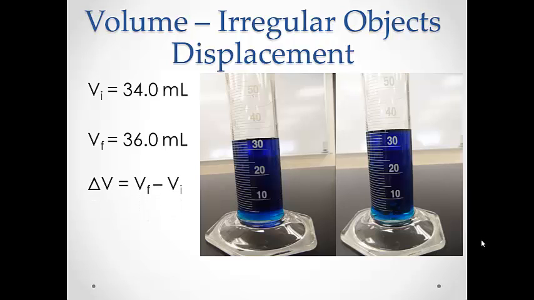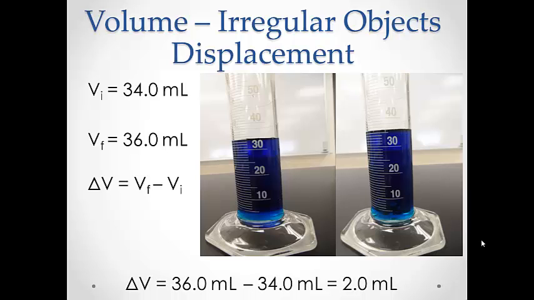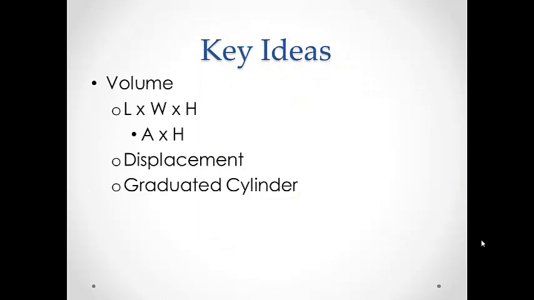To find the volume of the rock, we simply take the change in our volume. We subtract our final and initial volumes, and in this case, find that the volume of the rock is 2.0 milliliters. So keep in mind, volume is simply the space that an object takes up.